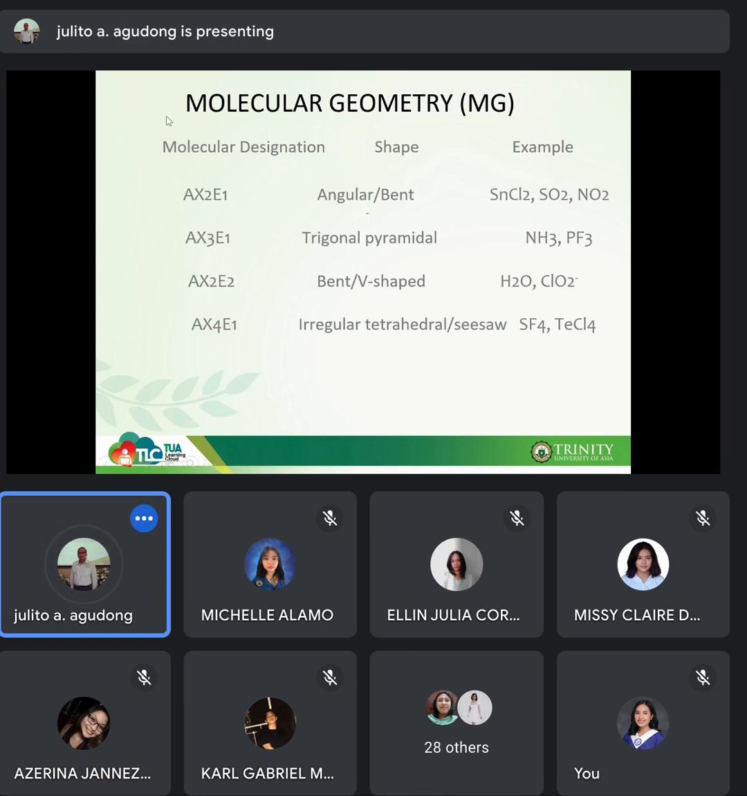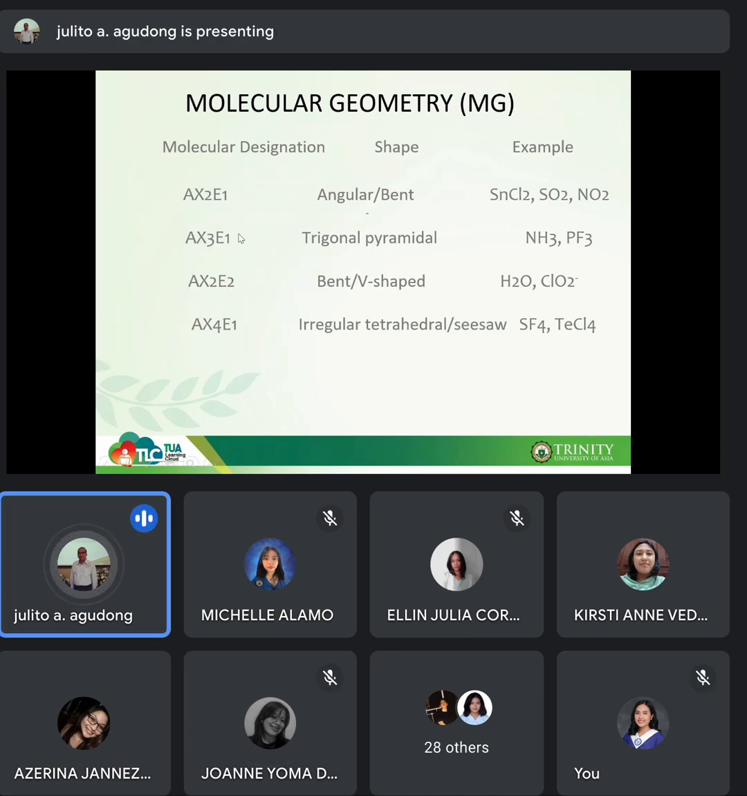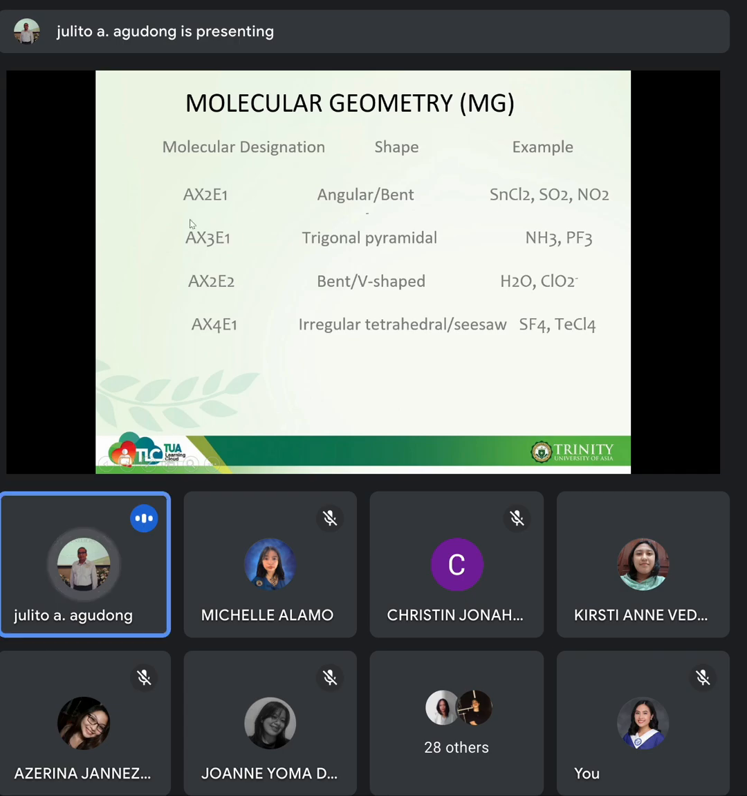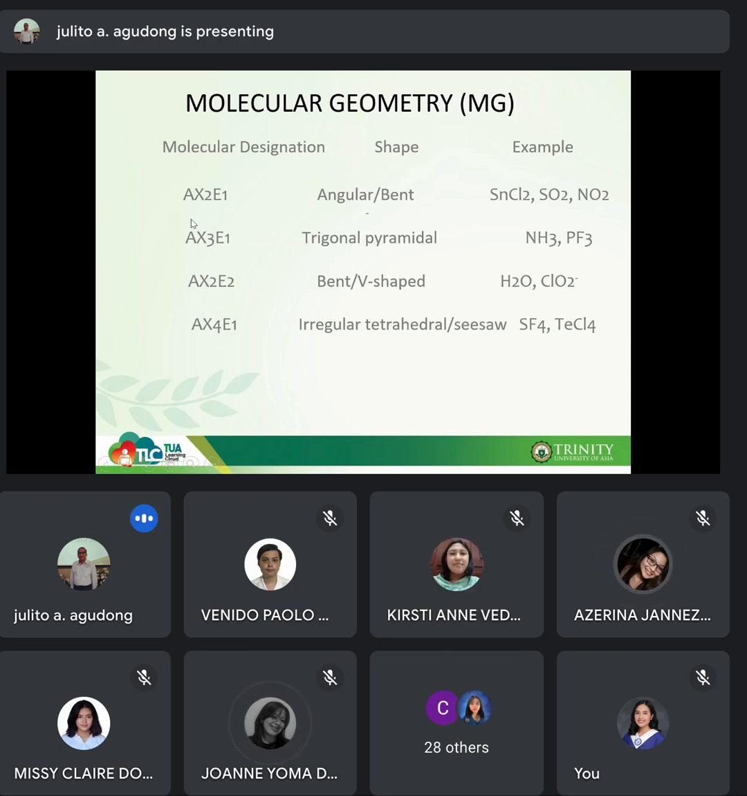What about here, class? How many electron domains do I have here? 4 po. Here, there's my pointer, how many? 4 also. Here? 3. 3 electron domains here. So what would be the electron domain geometry of the molecule if there are 5 electron domains?